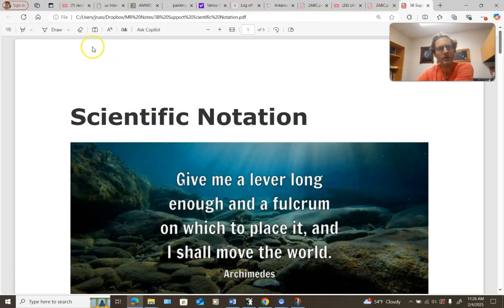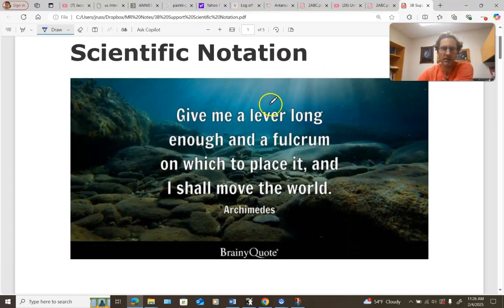Okay, so we're going to talk about something called scientific notation. So look at this little quote that I have here first. It says, "Give me a lever long enough and a fulcrum on which to place it, and I shall move the world." So this was supposedly said by a Greek mathematician or a Greek thinker whose name is Archimedes. Okay, you may have heard of him before. So he just meant that if he had a lever long enough, he could literally lift the world or lift the earth.